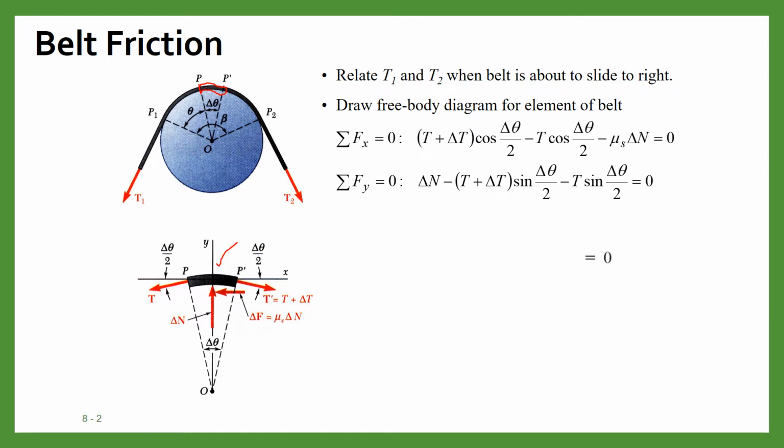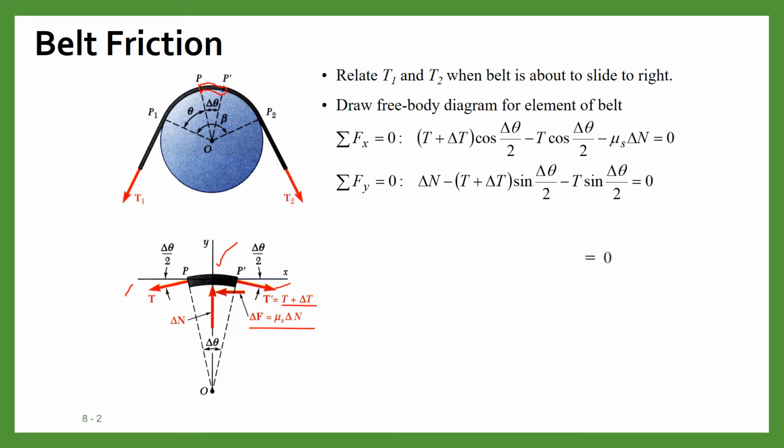As you can see, on the left side we have a tension force of T, and on the right side we have a tension force T plus delta T. The reaction force will be in the vertical direction, delta N, and the frictional force, from the law of static friction, is mu s delta N. So this is the free body diagram.